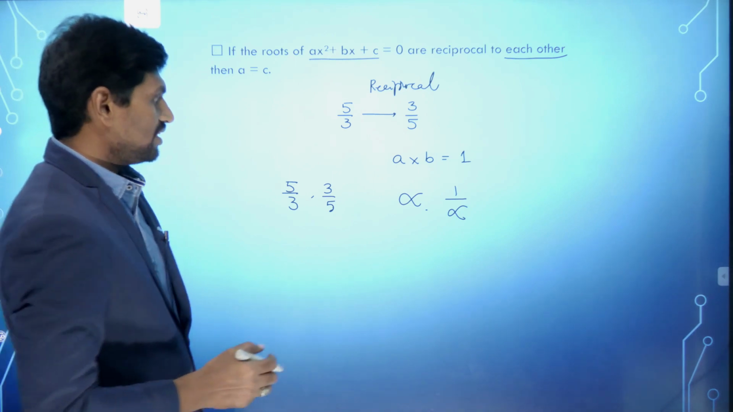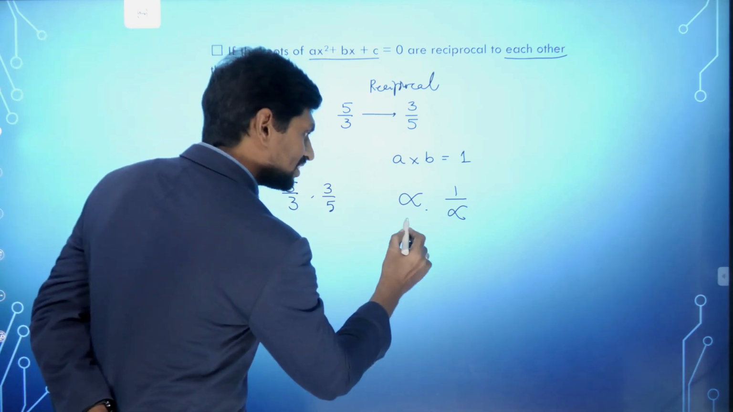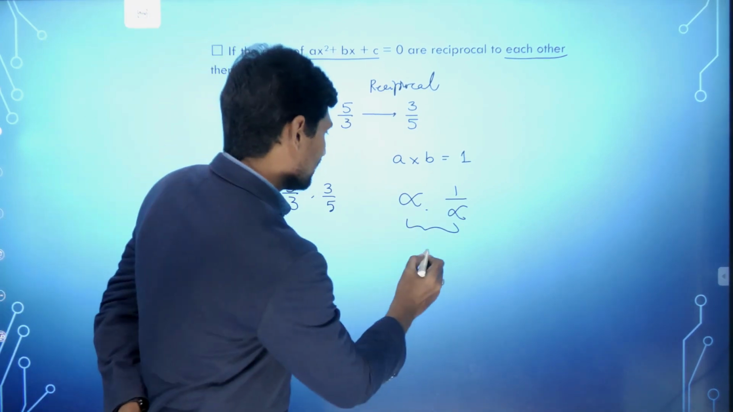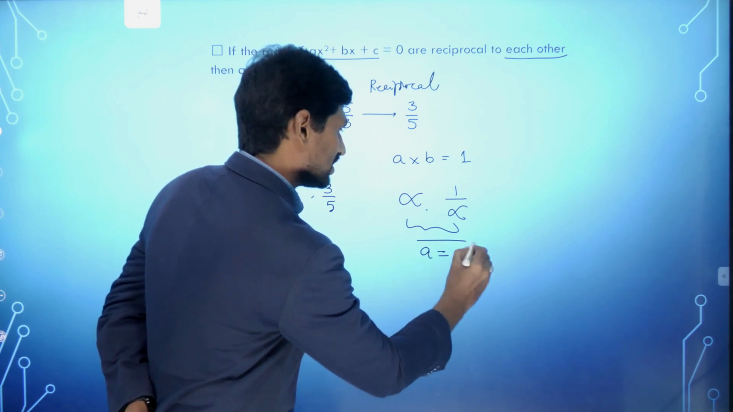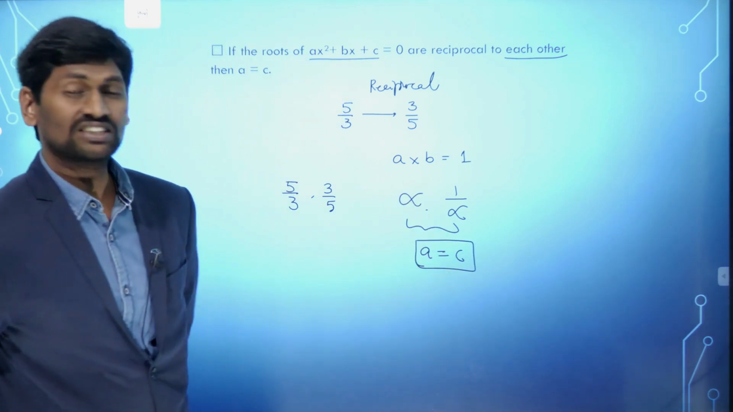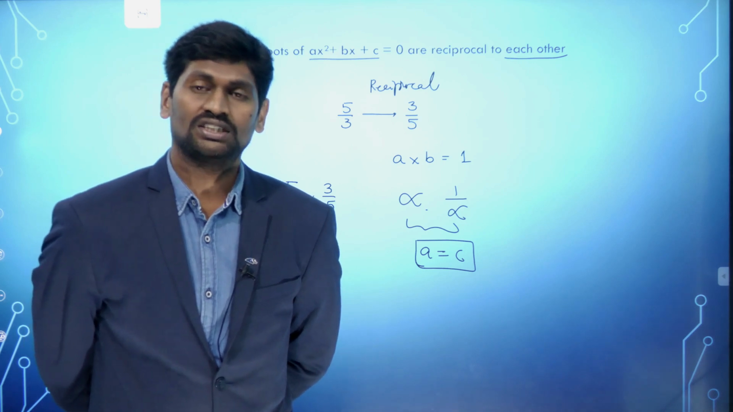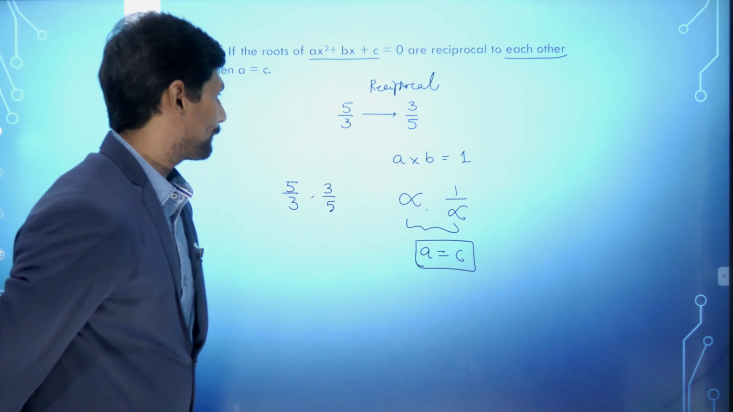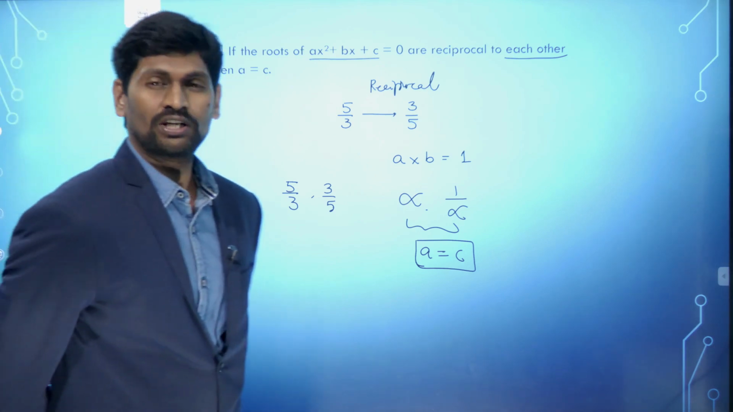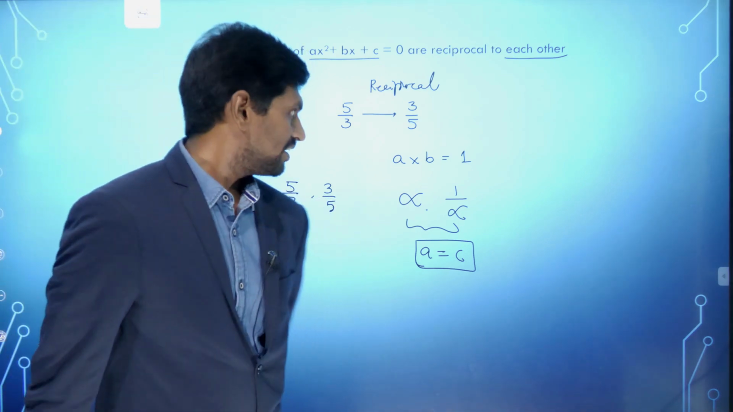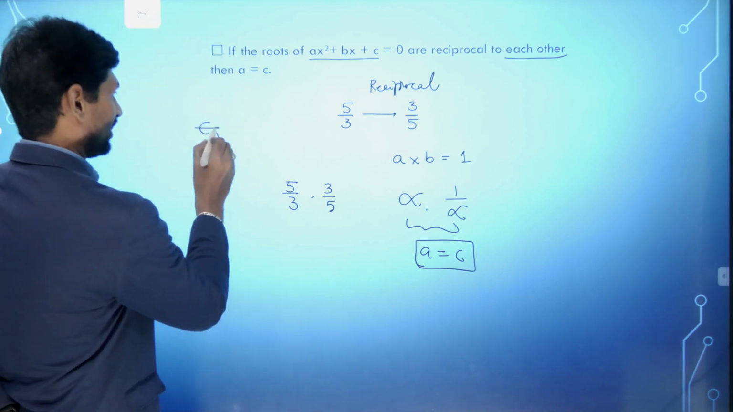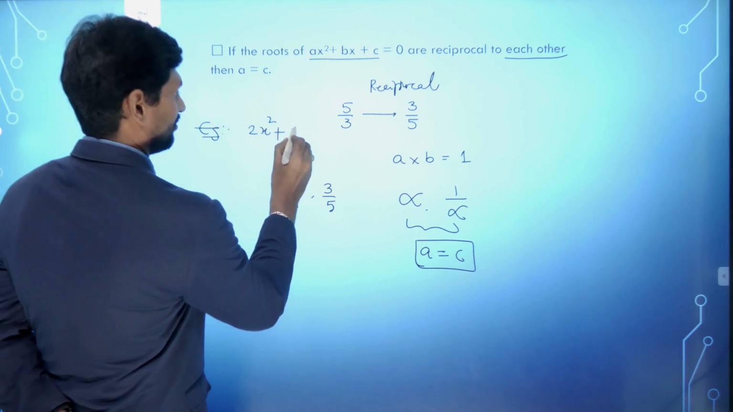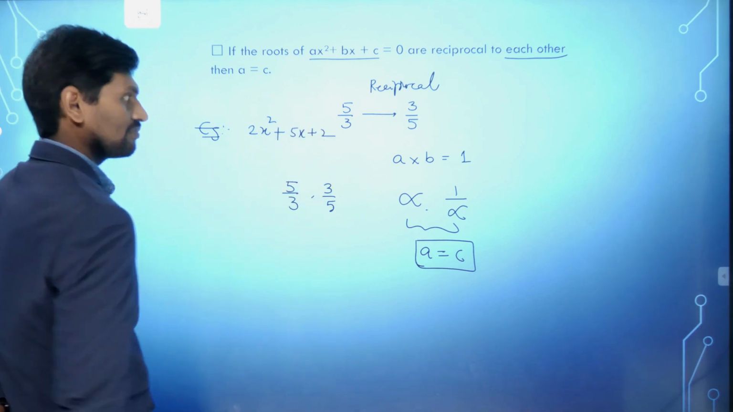So if a quadratic equation has roots in this form, then a value is equal to c. That means the x square coefficient and the constant term will both be equal. Here you should remember one point. For example, if I am taking 2x square plus 5x plus 2, check here.